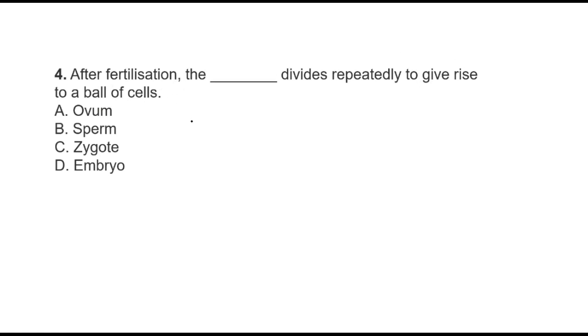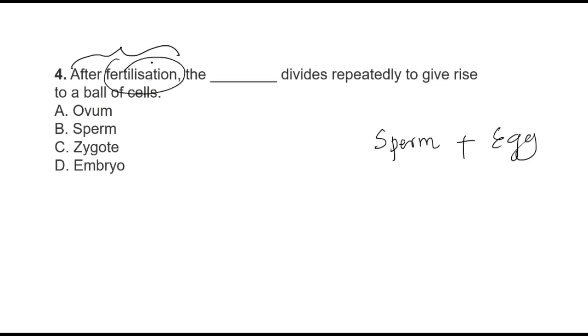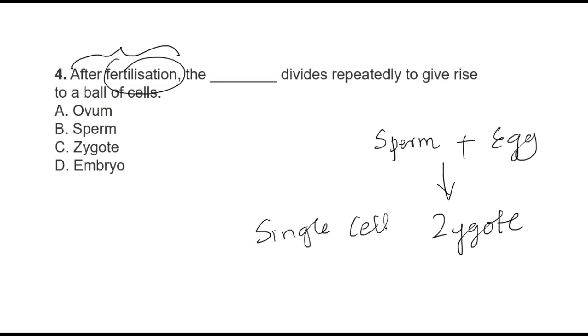So we'll go back to the same slide now. You see, after fertilization. After fertilization means once the sperm and egg are combined, then we say that fertilization has taken place, right? After the fertilization, what is formed is called a zygote. And this zygote is a single cell, remember this. And this single cell then starts multiplying into multiple cells, and that is called an embryo.